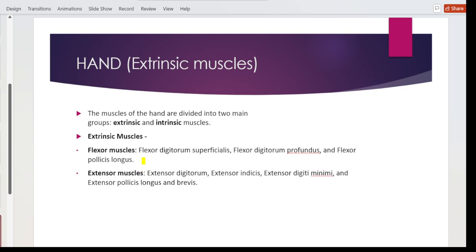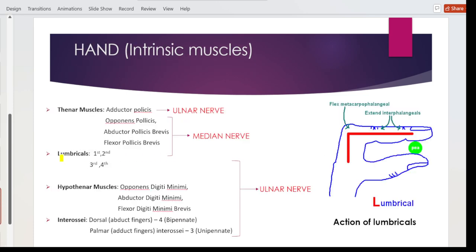So these are the flexor muscles and extensor muscles whose tendons are present in the hand. Okay, let's have a look at this only. There are very few questions on this, so we have to understand the difference between extrinsic and intrinsic. That's it. Now, intrinsic muscles. These are the important ones.